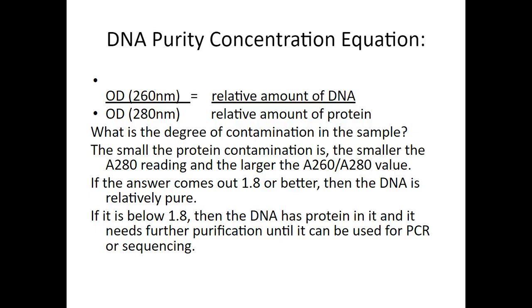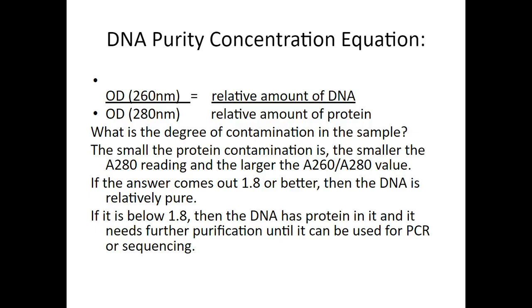This is the same sample that you just put in the spec, and you're just flipping the wavelengths. So you get the absorbance at 260, write that down. Then you get the optical density at 280, write that down. And you put those two in the equation, and then you can determine the relative amount of DNA, the relative amount of protein, and the degree of contamination of the sample. So you're going to look at the value of that equation.